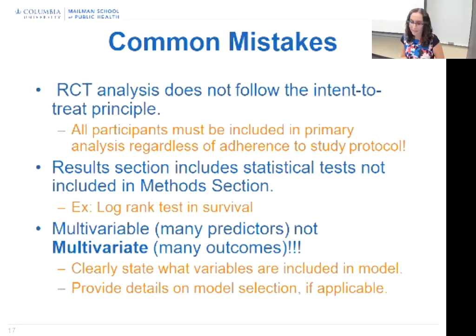I think the next one is the bane of many statisticians' existence. There's this word multivariable versus multivariate. So what do we mean by multivariable, and what do we mean by multivariate? Multivariable means that we have lots of predictors in our model, so we're adjusting for covariates. When we write multivariate, it means we have many outcomes that we're modeling at the same time. So multivariable is many X's, multivariate is many Y's.